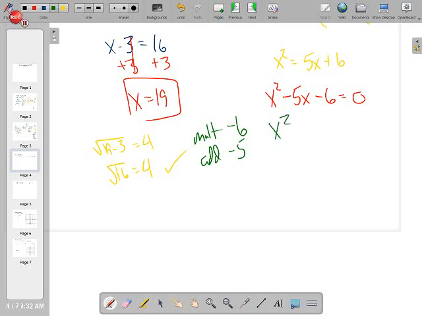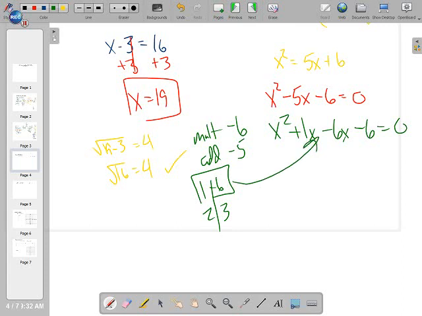So the two numbers that do that, what multiplies to negative 6? 1 and 6, 2 and 3. Which ones add to negative 5? There you go. 1 and negative 6. So x squared plus 1x minus 6x, and then I have a minus 6 equals 0. So these two numbers go right there. It's called split the middle because you take this middle term and you split it into two numbers that meet certain criteria.